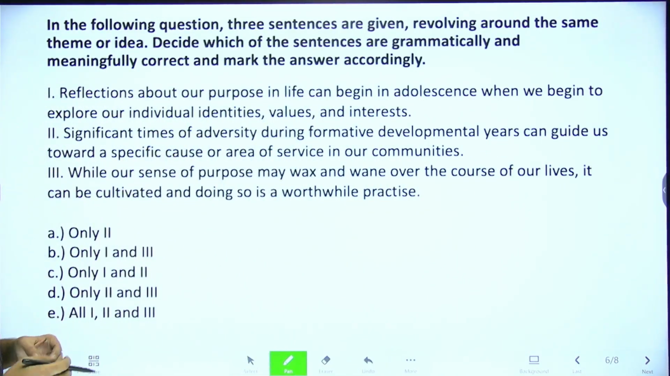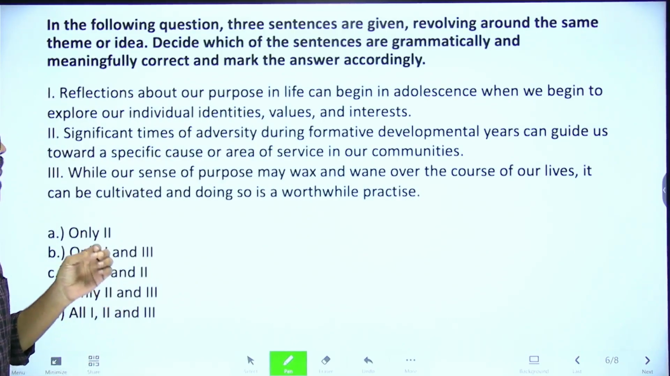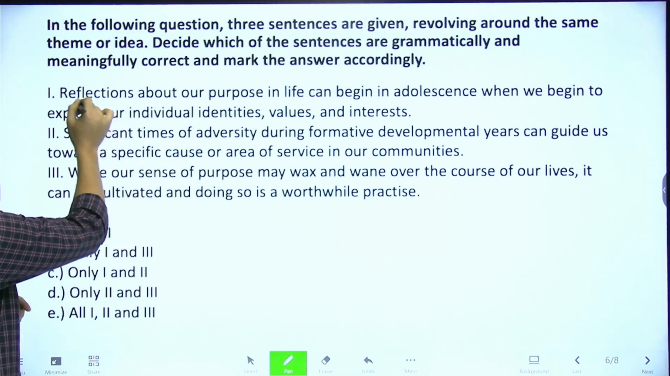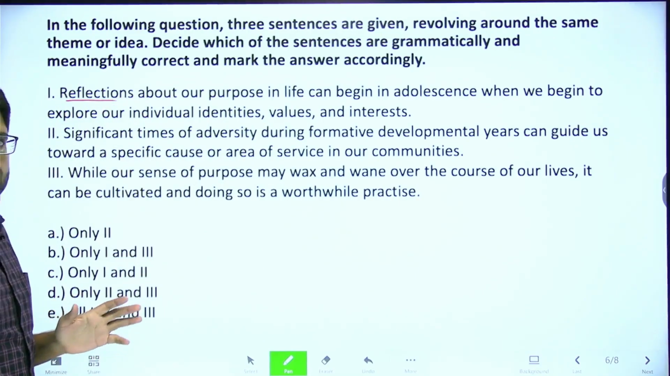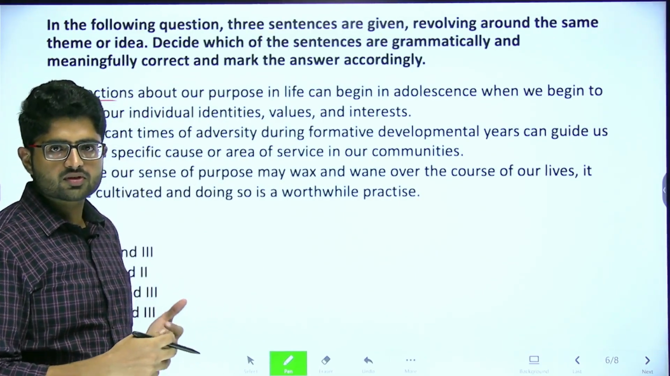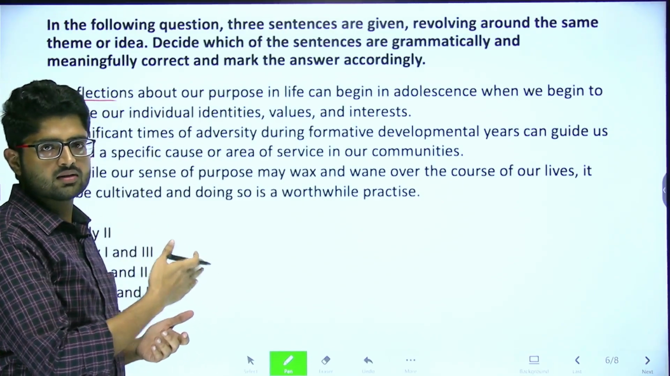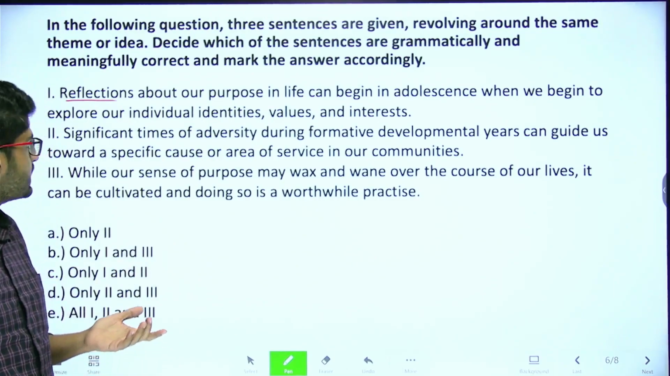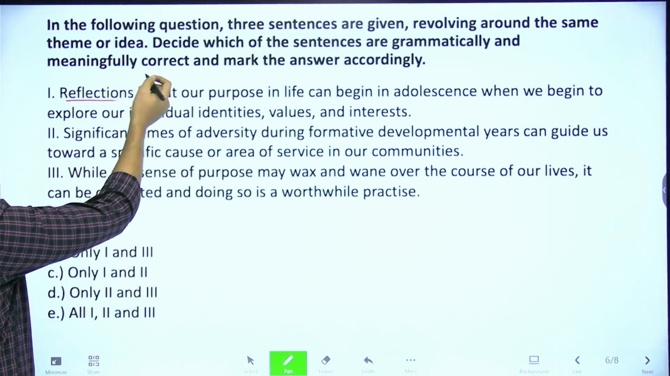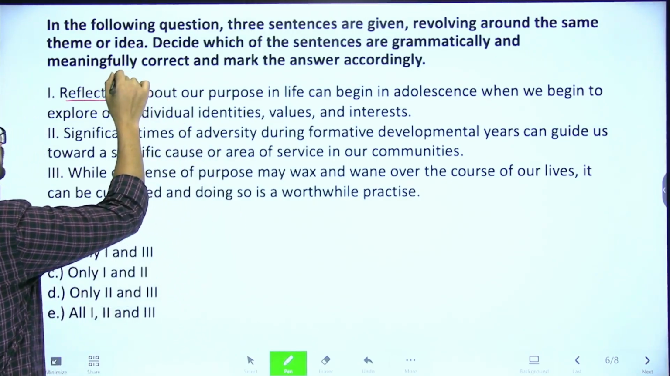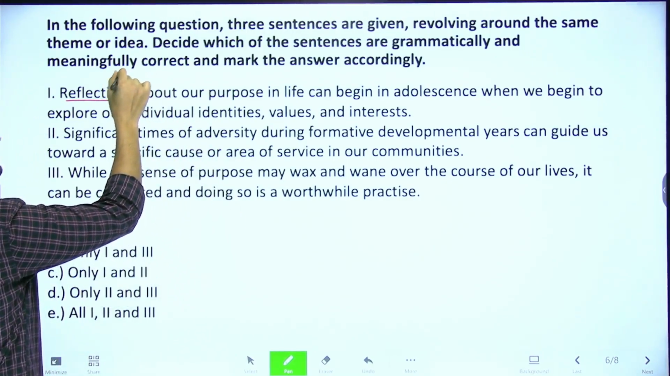The first sentence says, reflections about our purpose in life can begin in adolescence. Reflection, what does reflection mean? Reflection, one reflection, हम सबको पता है एक reflection का meaning होता है light जो है it strikes a surface and reflects. But reflection का different एक और meaning भी होता है. What does reflection mean? To think about something. ठीक है. So reflections means thoughts.